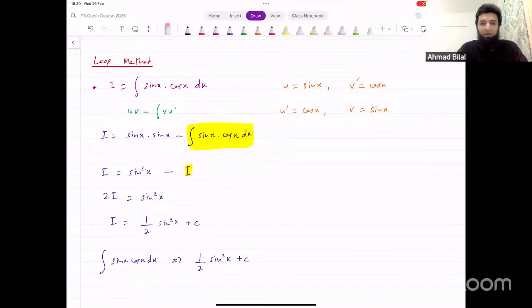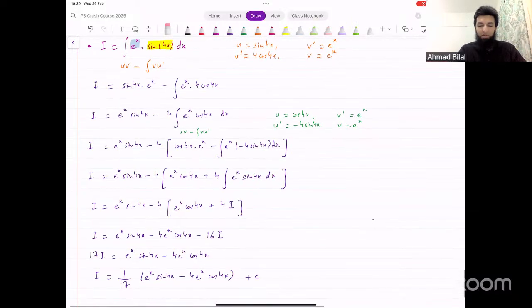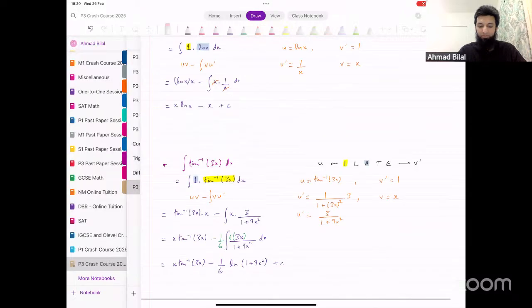Sometimes it happens after doing one step of integration by parts. Sometimes it happens after you have applied integration by parts twice, that you get the same thing back. This was the other example that we did for this, right? So you need to know all of these rules.